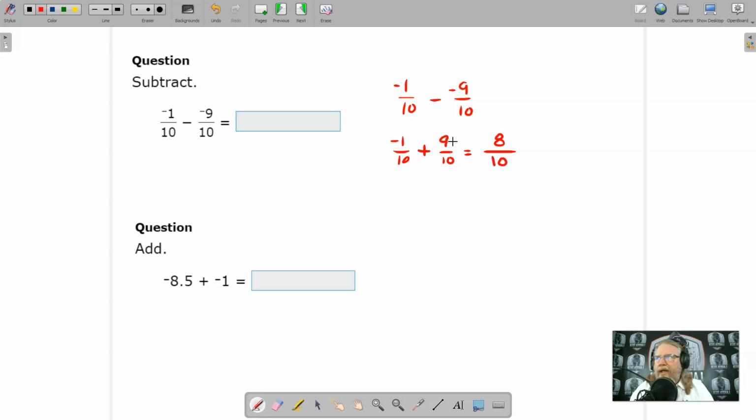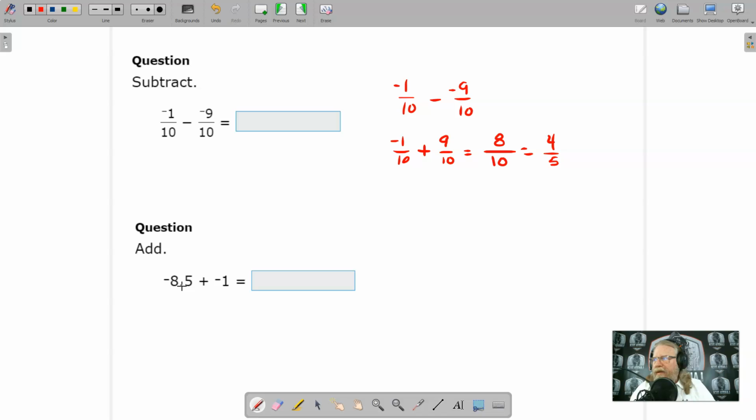We have to add them together, so we're actually going to subtract. 9 minus 1 is 8, and since the 9 has the greater absolute value and it's positive, our answer is going to be positive as well. Now 8 and 10 are both divisible by 2, so 8 divided by 2 is 4, and 10 divided by 2 is 5. The next one is a decimal problem.